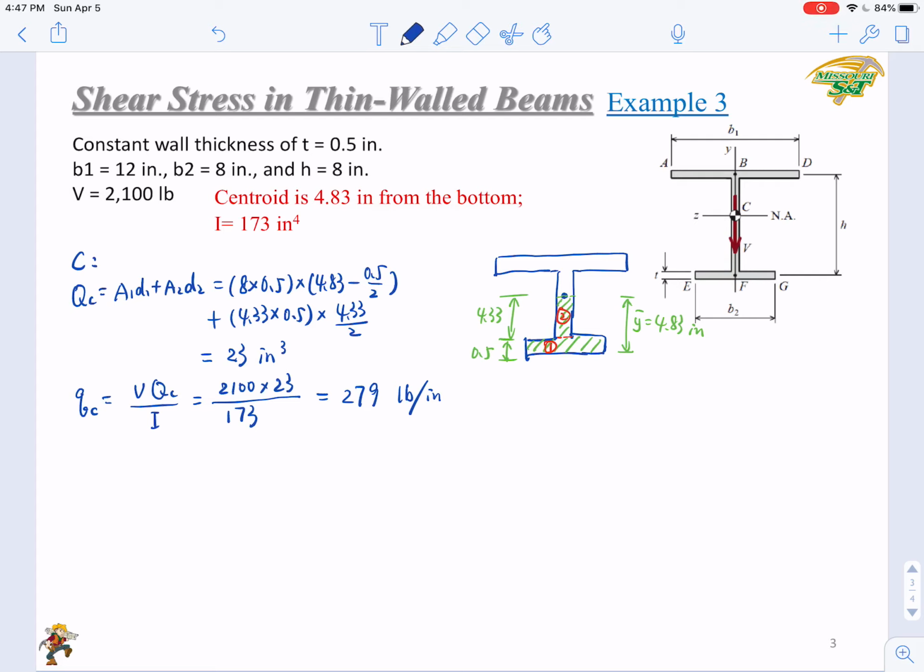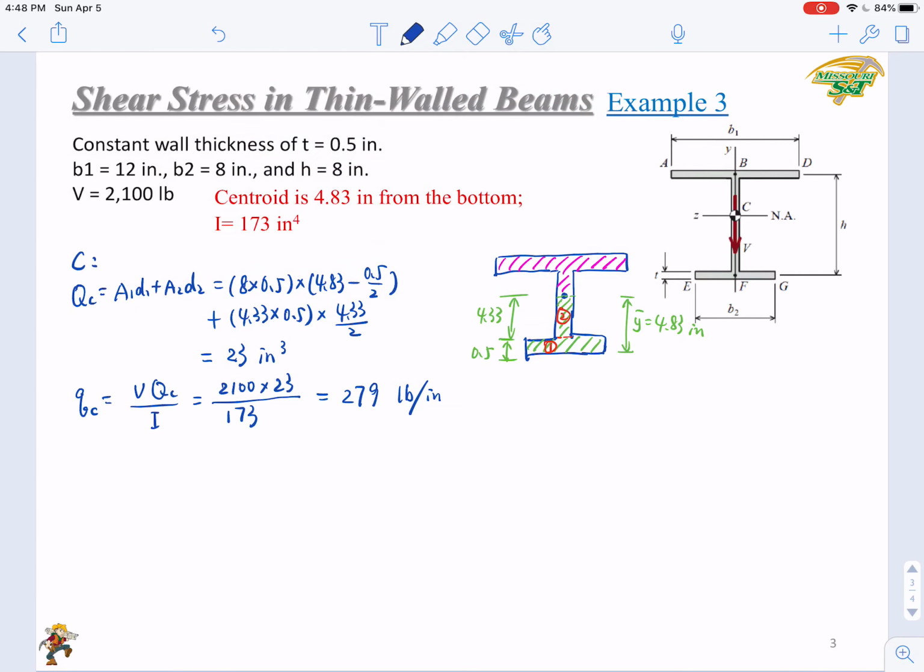Then as your exercise, you can try to use the top half. Okay, the other half, use this half to do the calculation. You cut it in the middle and use this magenta area to do this calculation and examine if you can get the same result. Okay, so this is your own exercise after the class. Just try to do this by yourself. Examine if you can get 279 pounds per inch. If you cannot get the same result, meaning that you need to do more exercise to get it right. Okay.